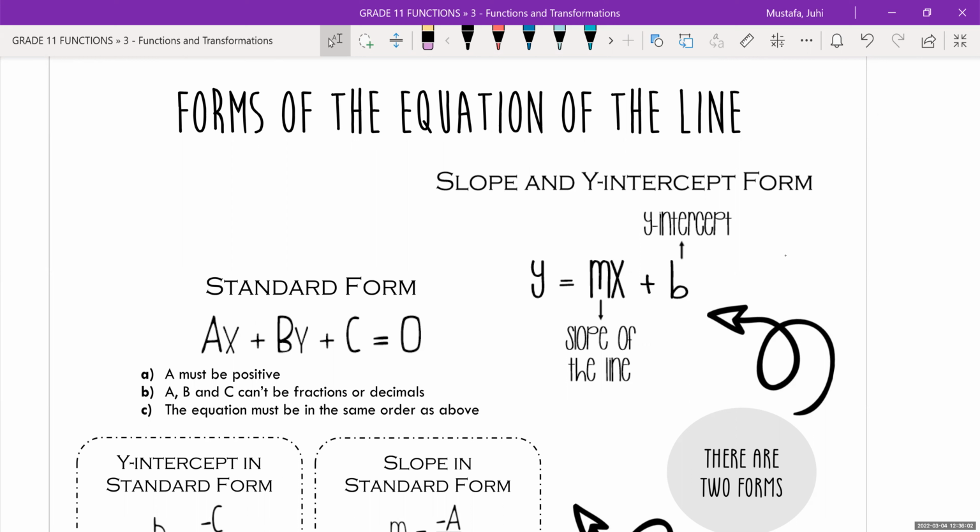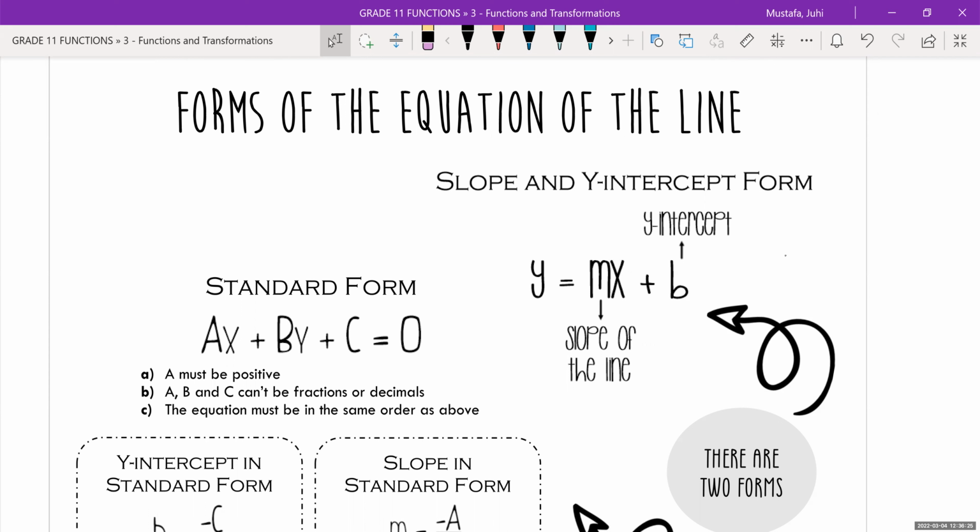Now, that being said, you don't need all three of those terms in order for it to be in standard form. You can have just the x and y, or just the x and the constant, or just the y and the constant. The other form is slope-intercept form, most famously known as y equals mx plus b. In this form, the m stands for slope and the b stands for the y-intercept.